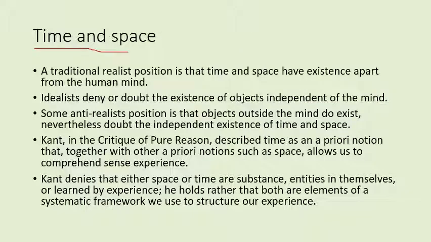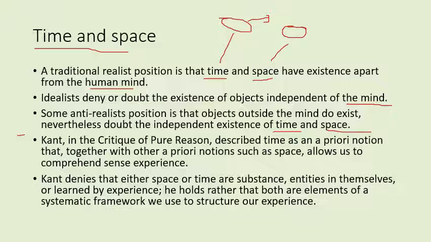What about time and space? A traditional realist position is that time and space have existence apart from the human mind. Now, time is an abstract. Space is an abstract. They are created by human beings. Although we have given these words meaning, idealists deny or doubt the existence of objects independent of the mind. Some anti-realists' position is that objects outside the mind do exist, but nevertheless doubt the independent existence of time and space.